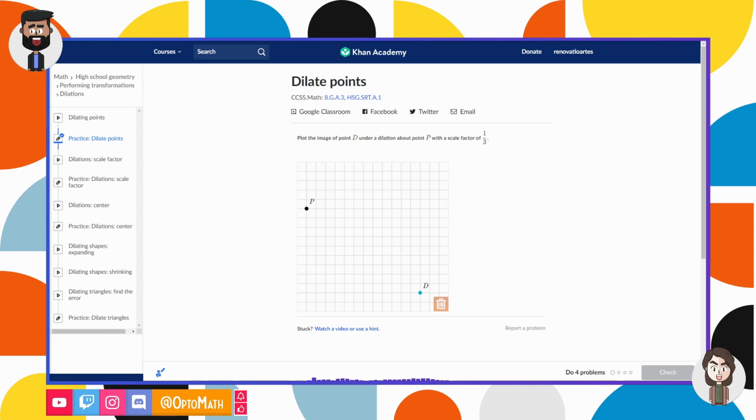Hey, what's another word for dilation? You could call it a reduction or an enlargement. Are they the same? Well, there are two different ways you could talk about a dilation. If it's getting smaller, it's going to be called a reduction. Oh, okay, gotcha. If it gets bigger, it's an enlargement. Ah, I see. Okay.